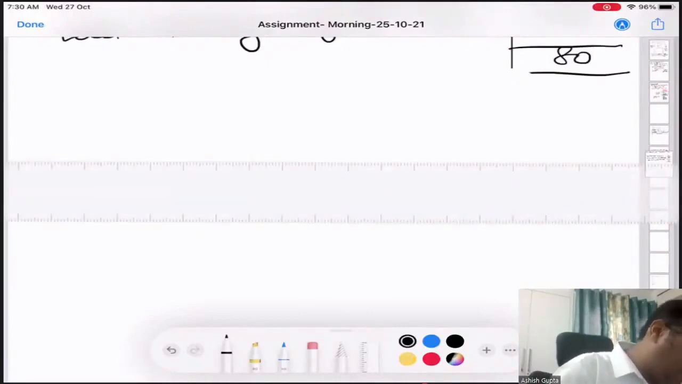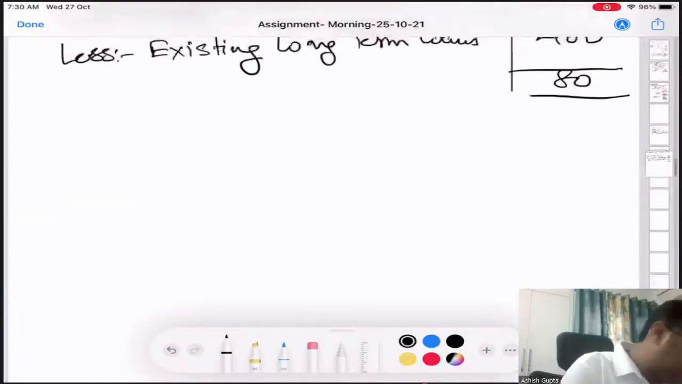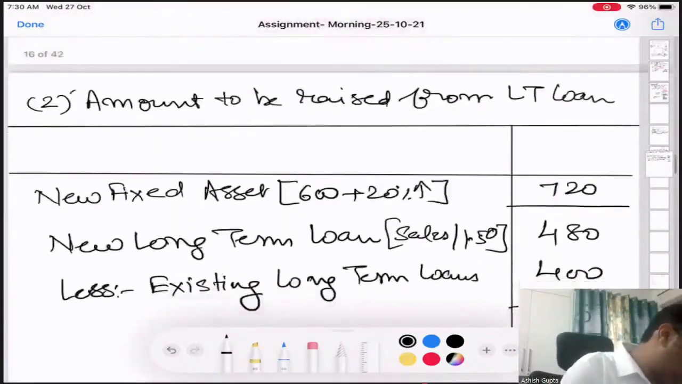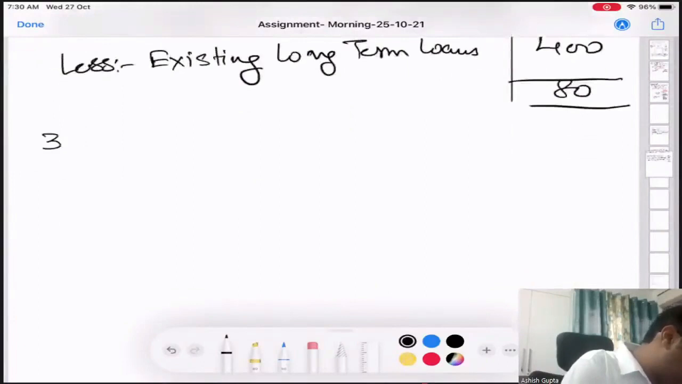Now we come to the third point. We have covered two points. Now we are meeting the third condition.